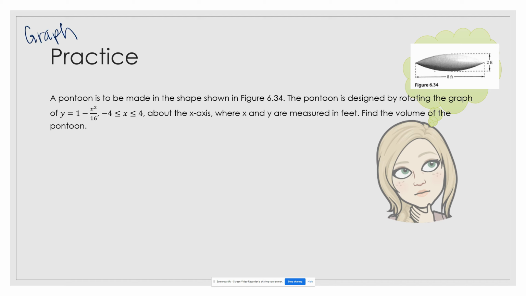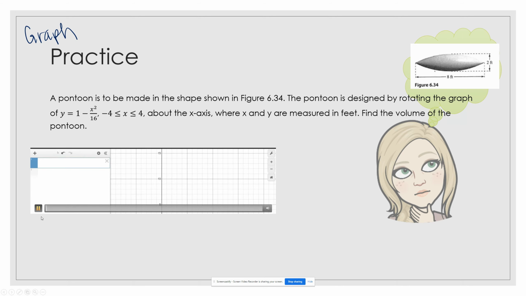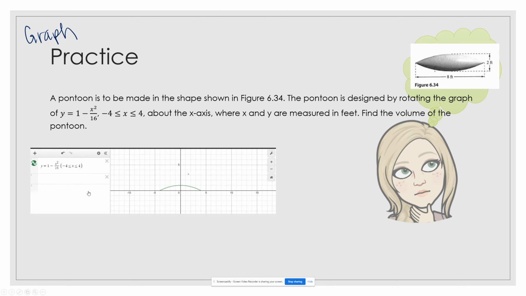Let's graph this so that we can see exactly what it looks like using our equations. So here we go. We are going to type in y equals 1 minus x squared over 16. And we're going to put the domain from -4 to 4. If you don't know how to put the domain into Desmos, you use these squiggly braces. Then we're going to zoom in, and this is what our graph looks like.